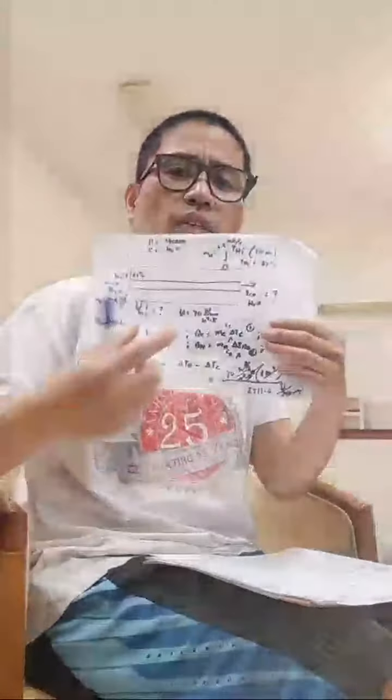Why? Because you have the QC, the QC for the water in here. You can solve it. See? MC, mass flow rate, specific heat capacity times delta TC. So what is delta TC? Meaning, outlet minus inlet. You got the point? So this is delta TC for the water.